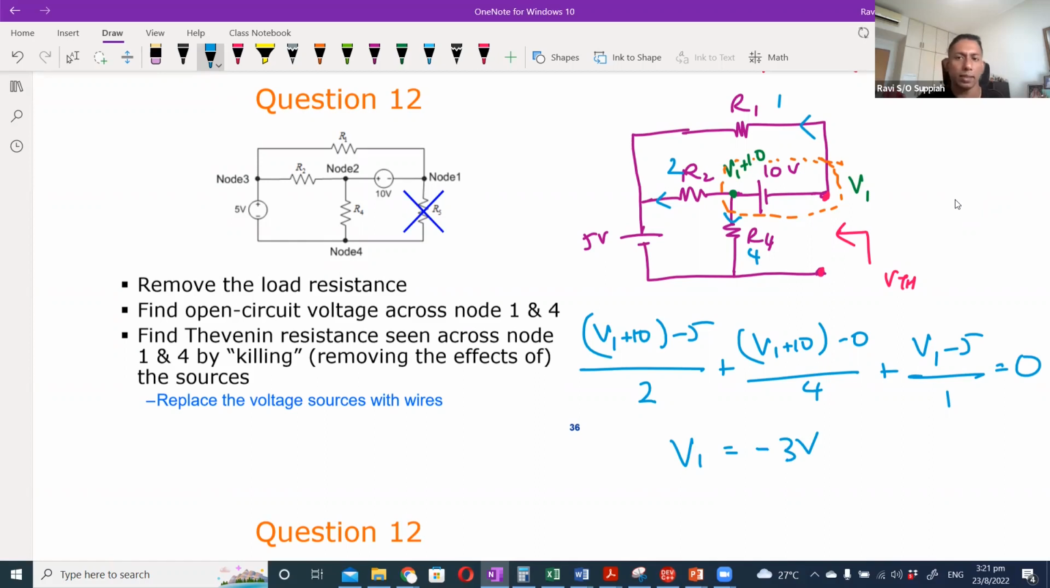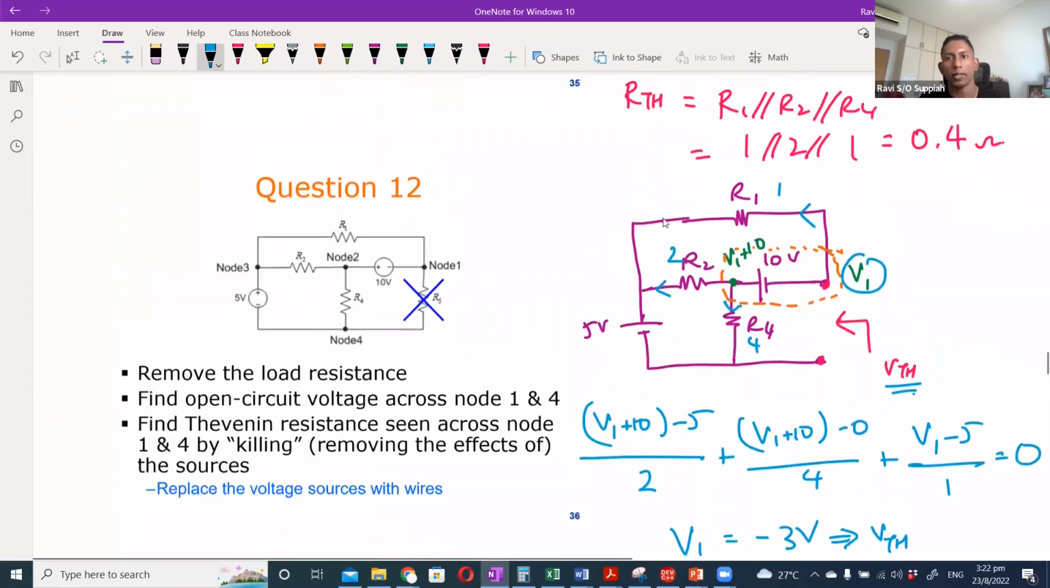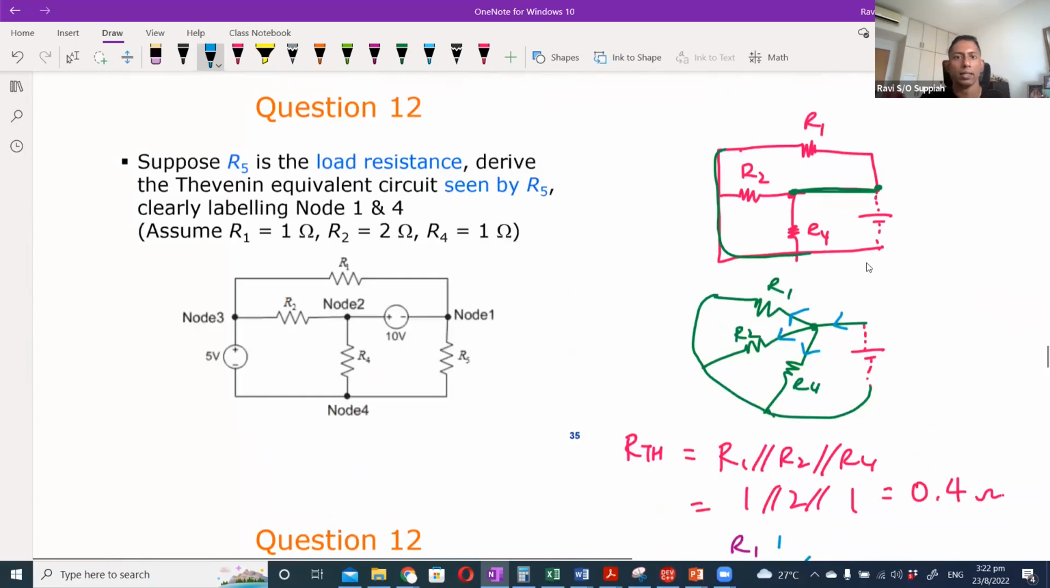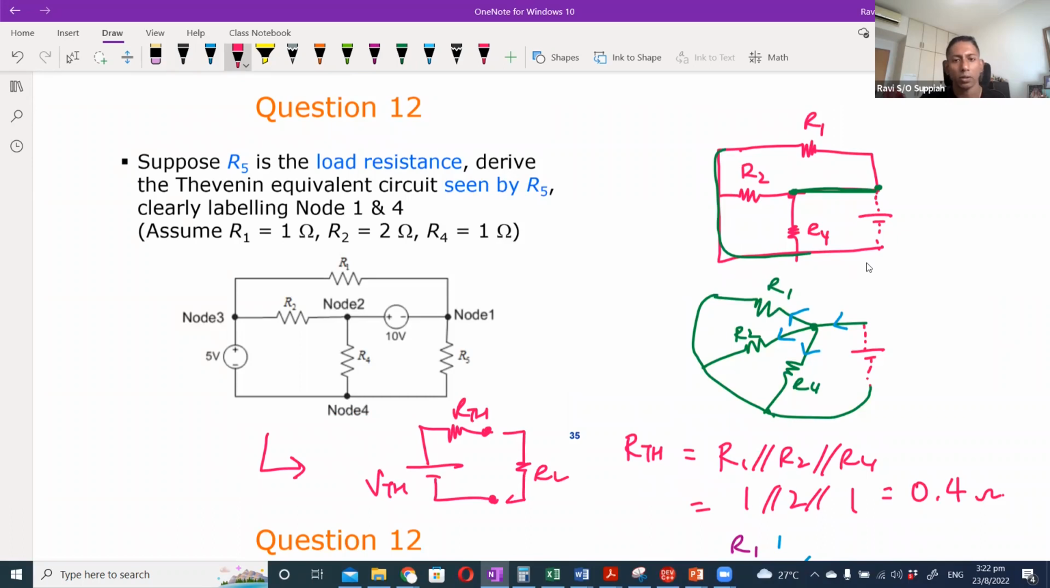Okay, so again, this negative 3 volts, how do I represent it? This V1, which is this point over here, is actually your VTH. Now whenever we say we want to take a circuit and convert it to the Thevenin equivalent, what am I saying? I want to take this whole complicated circuit and represent it as a VTH, RTH, and that's it. That is my load. Okay, so this is how we draw, correct?